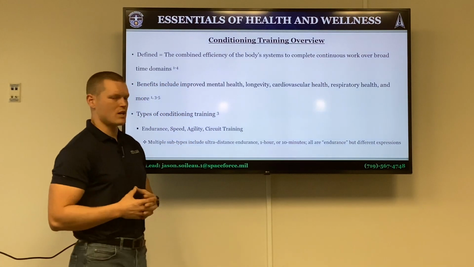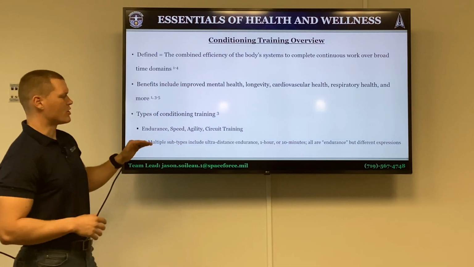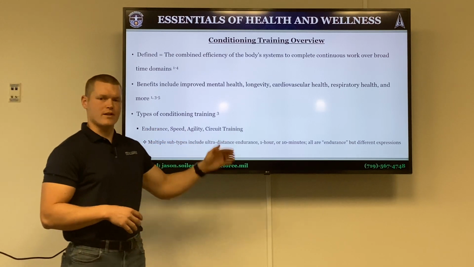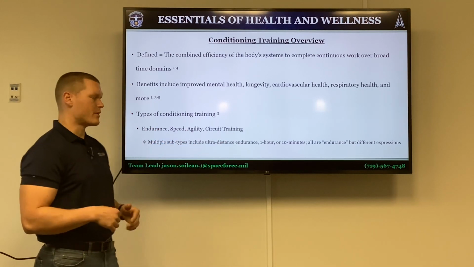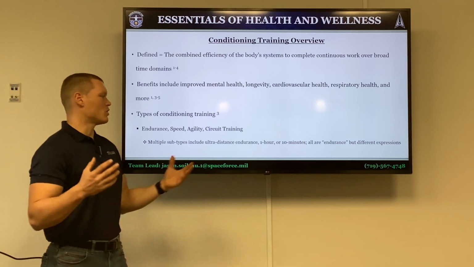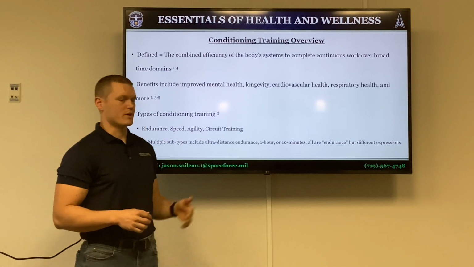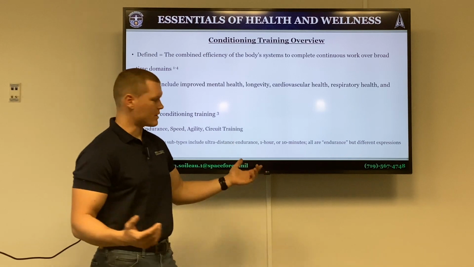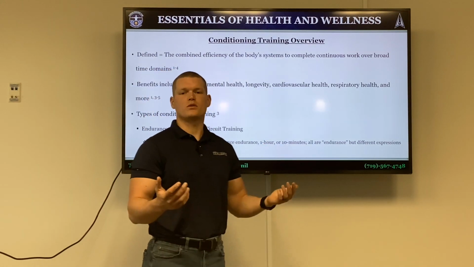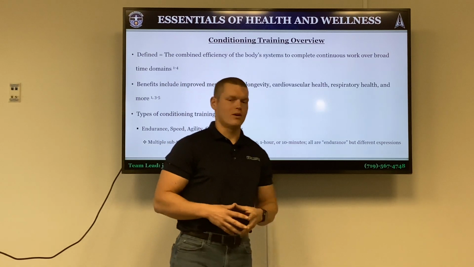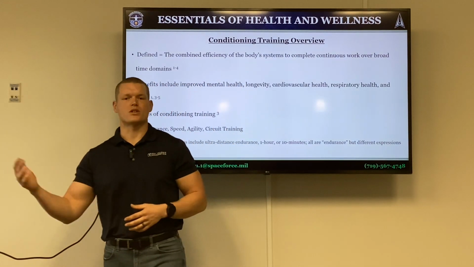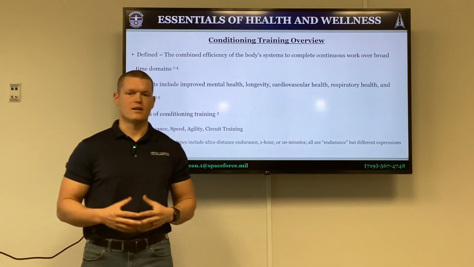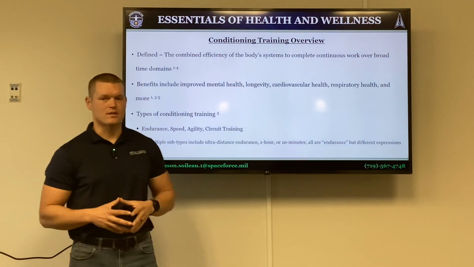So for our types of conditioning training we'll go over, we'll look at endurance, speed, agility, and then circuit training mainly. But again, understand that there are some subtypes, including things like for endurance: ultra distance endurance, well, that's endurance. 1 hour endurance, that's endurance, right? 10 minutes, that's also endurance. So while those are all endurance, they're just different expressions of what we'll refer to as conditioning with endurance as the primary.